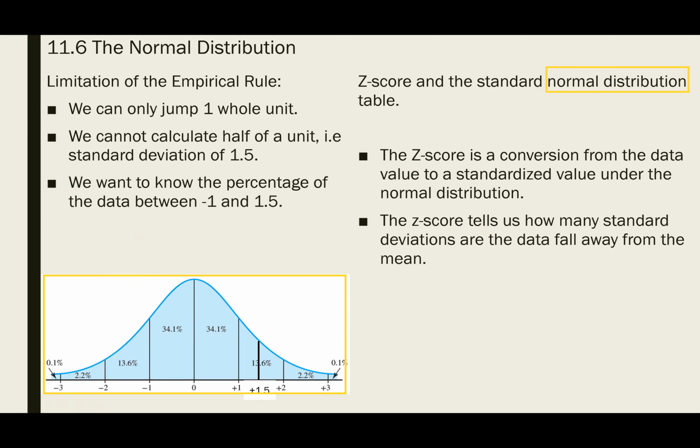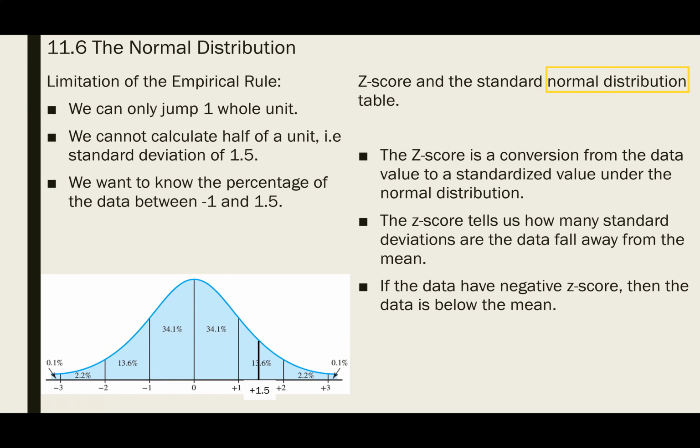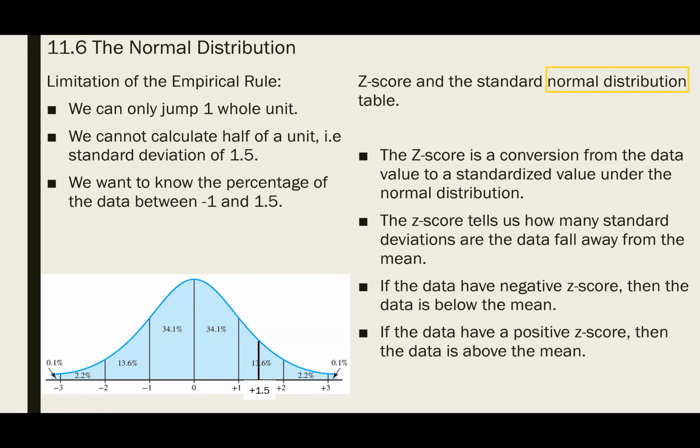When you convert your data to the z-score, it tells you how far away you are from the mean. If you have a positive z-score, then you're above the mean and you know how far above you are. If you have a negative z-score, you will be below the mean and you will know how far away from the mean you are based on your z-score. Again, if you have a negative z-score, you are below the average. If you have a positive z-score, you are above the average.